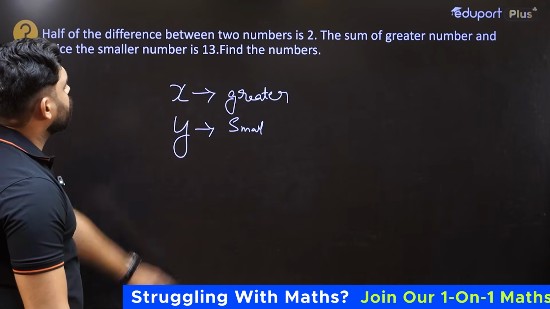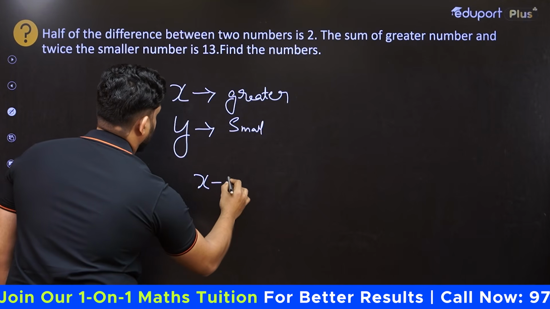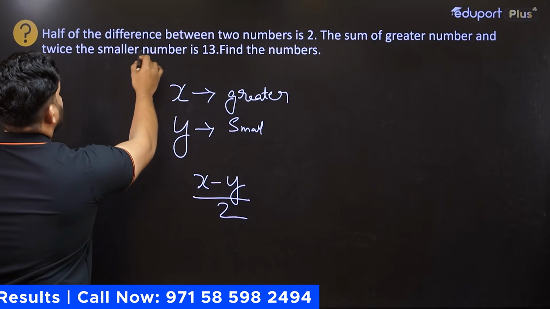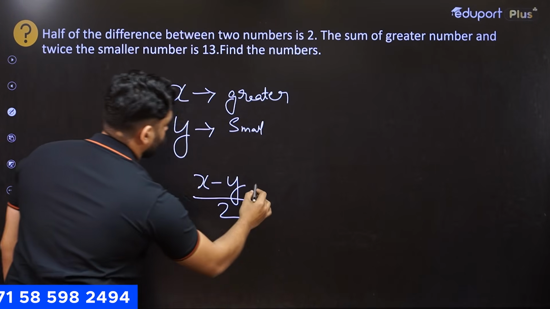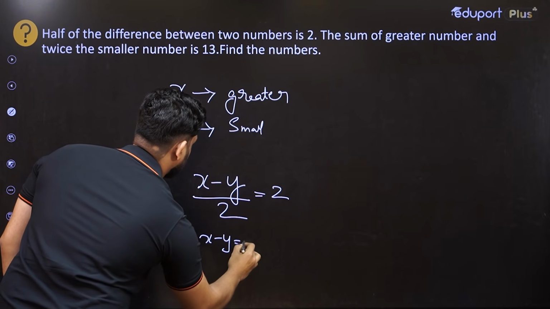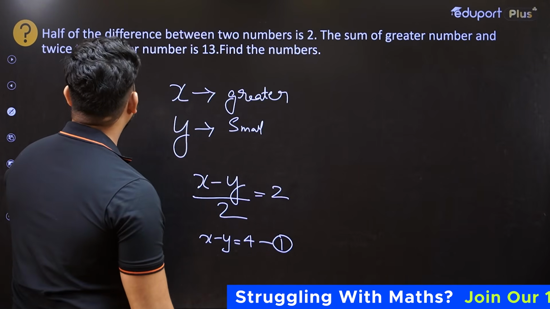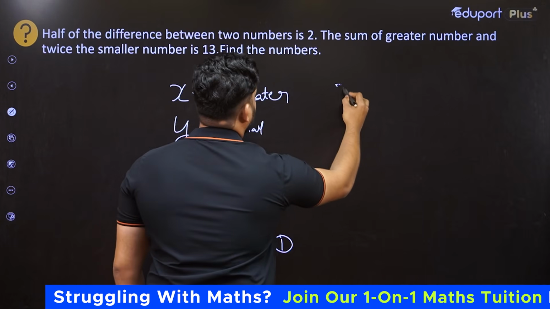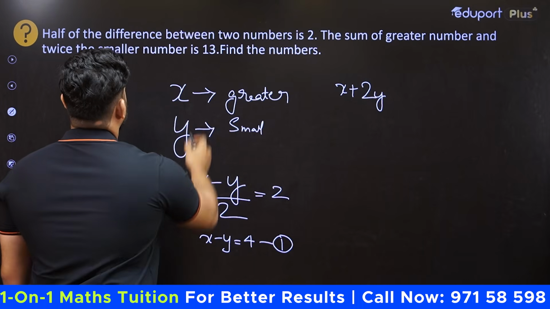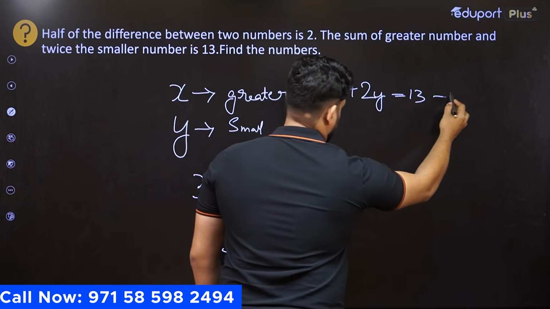Half of the difference between two numbers is 2. That is, half of the difference means x minus y divided by 2 is 2. So if you cross multiply, you will get x minus y is equal to 4. This is our first equation. The sum of greater number and twice the smaller number, smaller number is y, is 13. So x plus 2y is 13. This is the second equation.